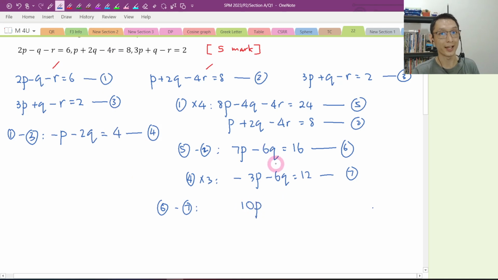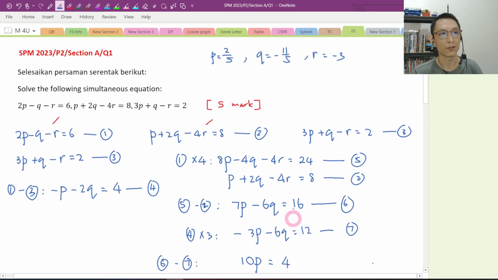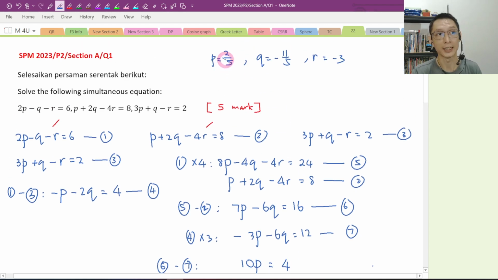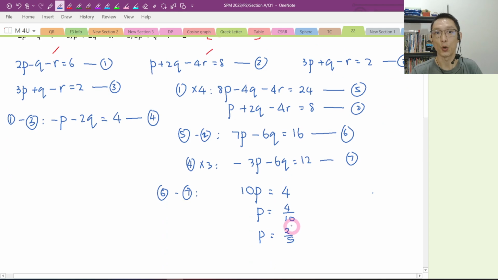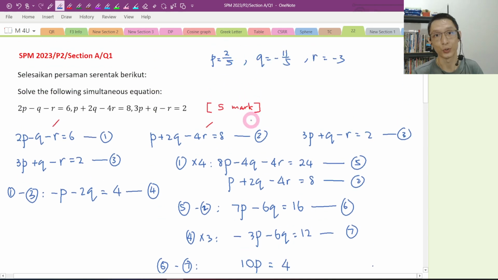And here you will get 0, which means we have successfully eliminated the variable of q. And this we will get 4. Now p is equal to 4 over 10. And we simplify them, it will become 2 over 5. Once you get the first answer, check with the answer that you got from your calculator. If it is correct, then you go ahead to find the answer for the second variable and the third variable. If this answer is incorrect, you need to redo it again.